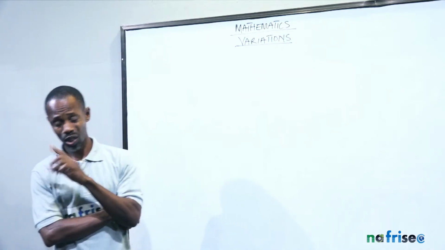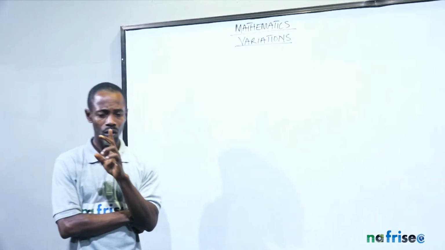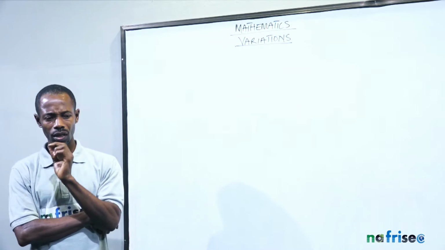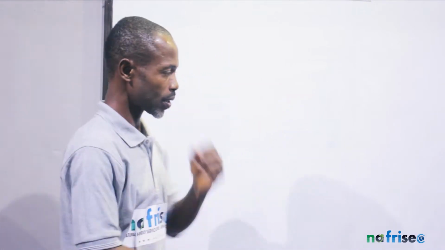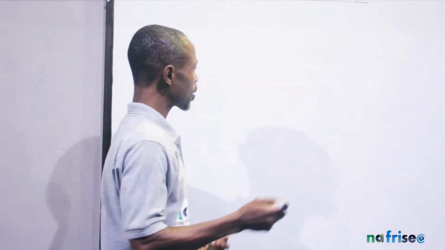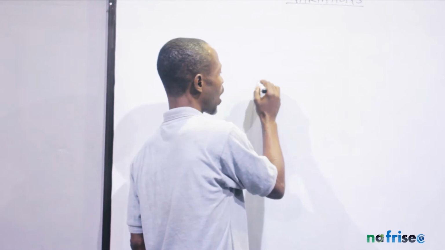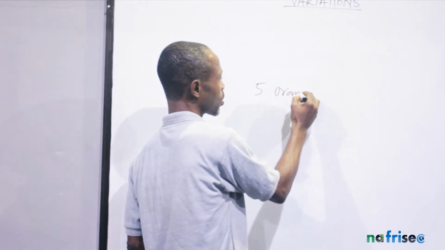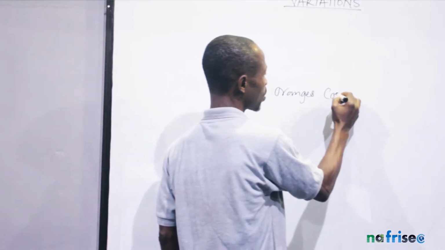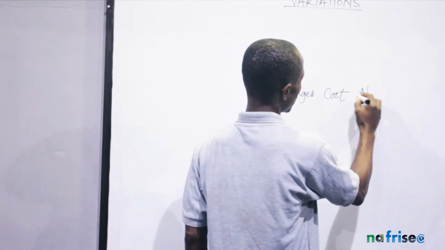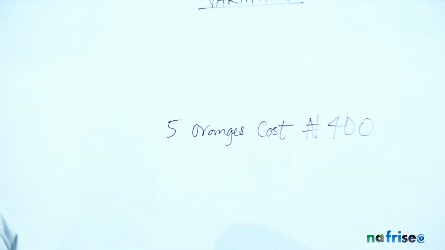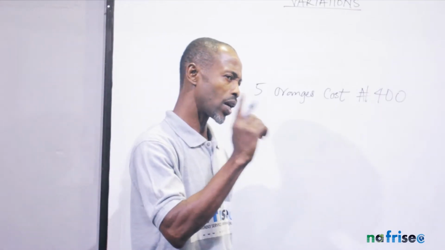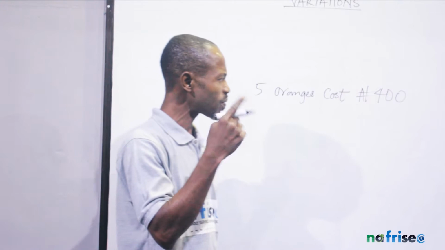First, because I told you initially, if you understand why you're learning a topic, it will be easier for you to actually absorb it. Let me give you an instance before we go into this topic first. Let's say, if for instance, 5 oranges cost, let's say 400 naira. What comes to the average mind is this. You want to know the cost of one.